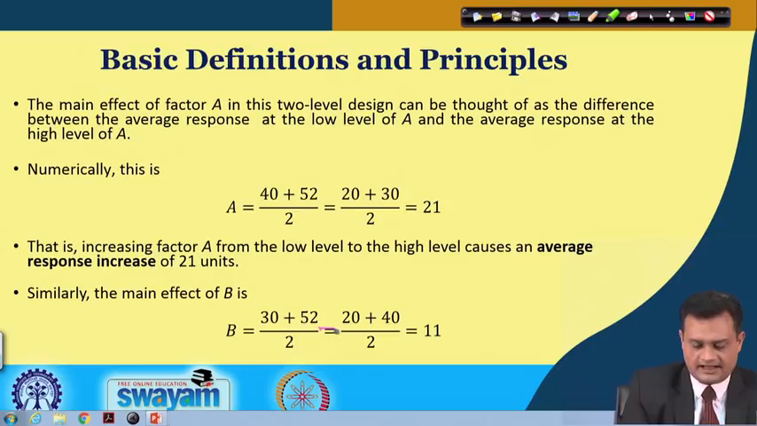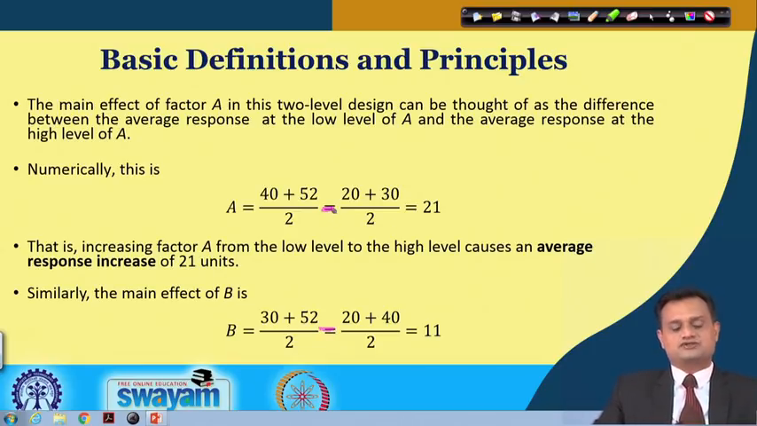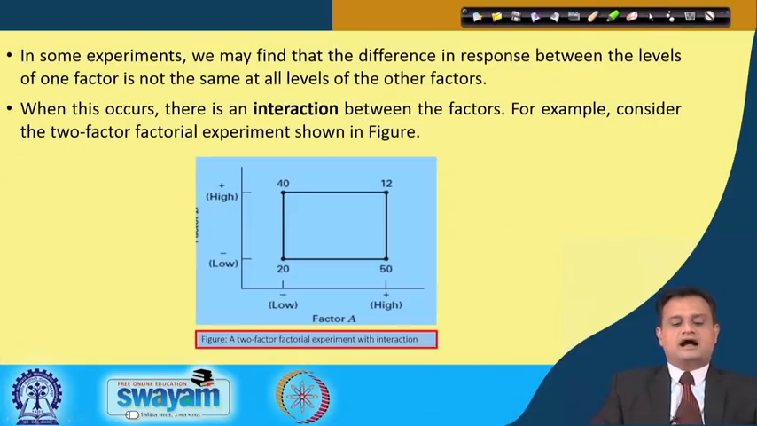So this is also minus, this is also minus, and B is 30 plus 52 by 2 minus 20 plus 40 by 2, this is 11. So once I can do this, then I have the system like this which I am discussing, and in some experiment we may find that the difference in response between the levels of one factor is not the same at all levels of the other factors.